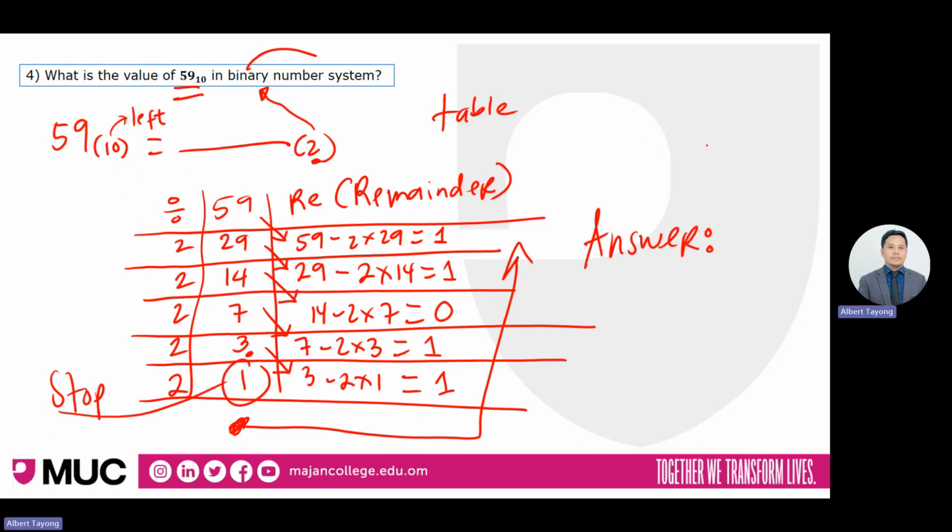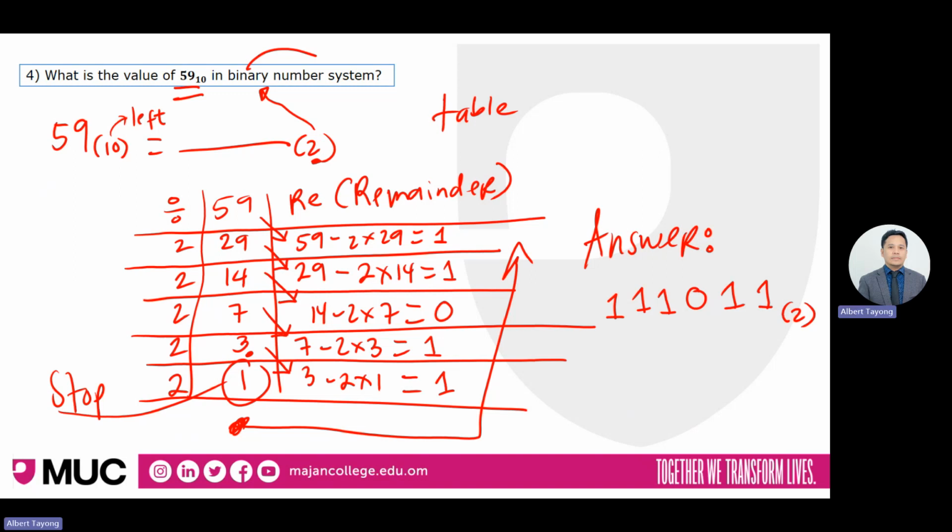Okay, so we have to start our answer with the first digit. The first digit will be the number where we stop. So the first is 1, and then 1, 1 again, 0, 1, 1, base 2. Okay, so that is our answer.